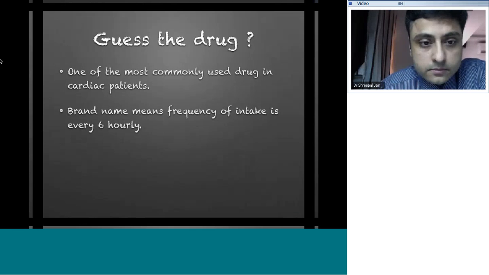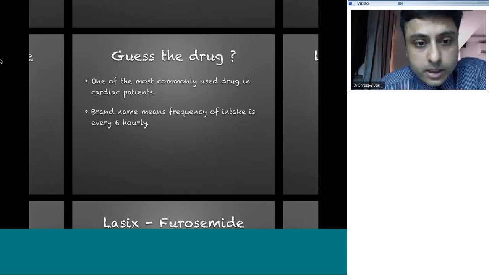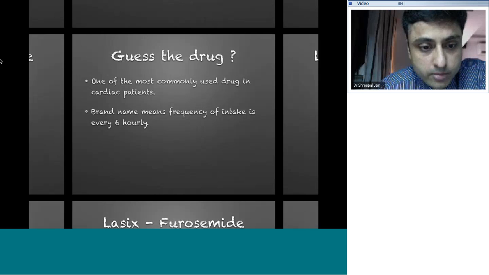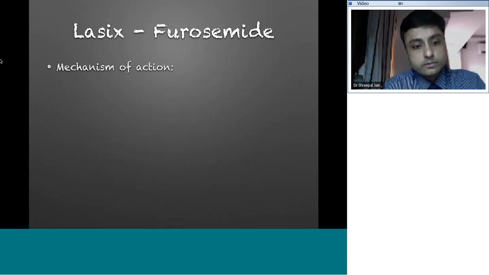Excellent. So Lasix, or furosemide. So what is the mechanism of action? Okay, so it's a loop diuretic. Does anyone want to take a chance as to which exact channel furosemide acts on? Does it act on the sodium chloride transporter, or the sodium potassium chloride co-transporter, or the sodium hydrogen exchanger, or the sodium bicarbonate transporter?